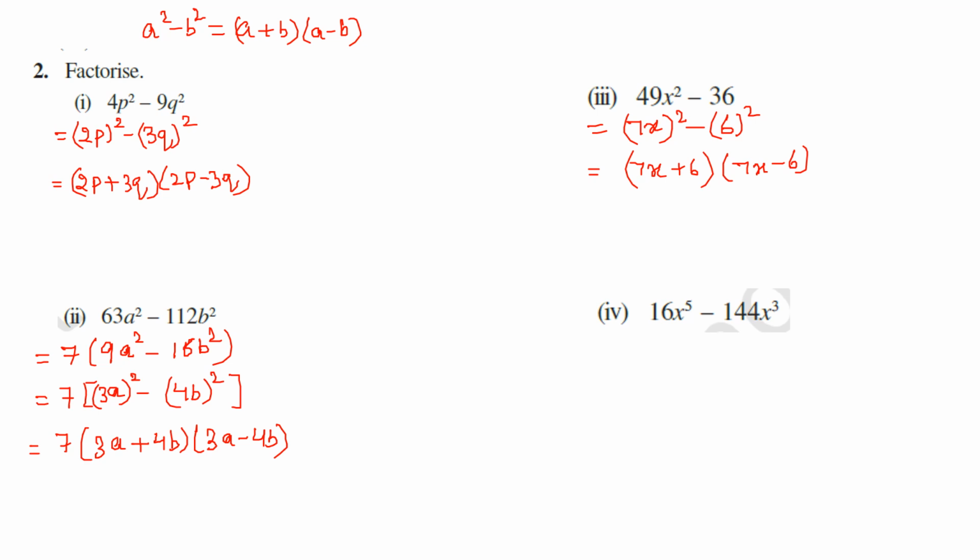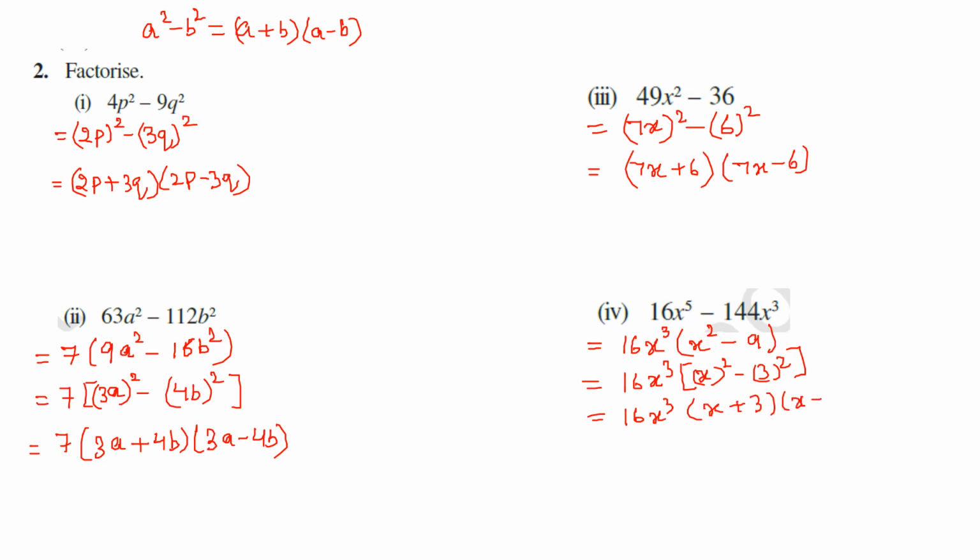So what I have to do? First I have to take the common factor. So the common factor is 16 and the variable is also present in both the terms. So the lowest power of x is 3. So 16x cube I am taking common. So I will be left with x square. And here 16 into 9 will give me 144. Now I can write it as 16x cube, and this will be x whole square minus 3 whole square. So now again it is in the form of a square minus b square. So I have to write it as a plus b and then a minus b. So this is the factorization.